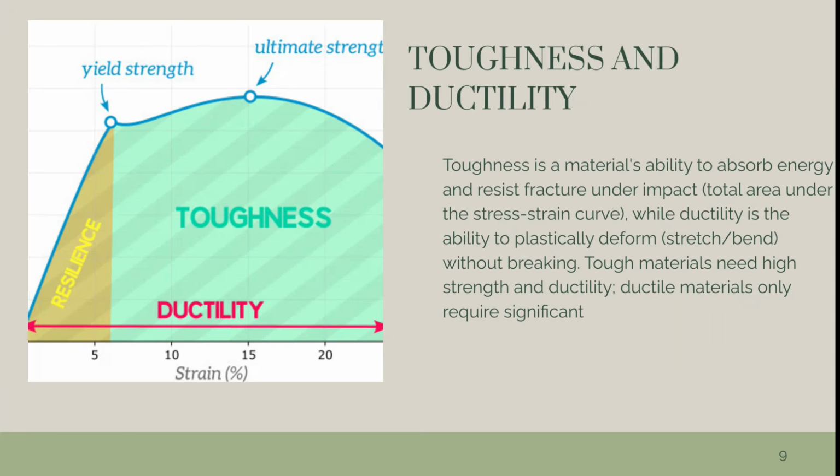Toughness and ductility. Toughness is a material's ability to absorb energy and resist fracture under impact, given by the total area under the stress strain curve, while ductility is the ability to plastically deform, stretch and bend without breaking. Tough materials need high strength and ductility. Toughness can be determined by integrating the stress strain curve; it is the mechanical deformation energy per unit volume prior to fracture.